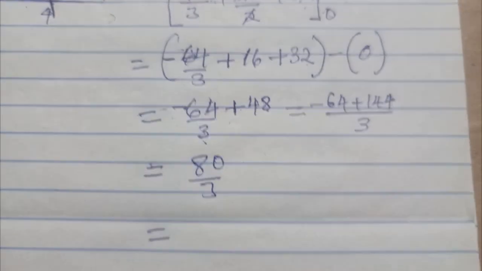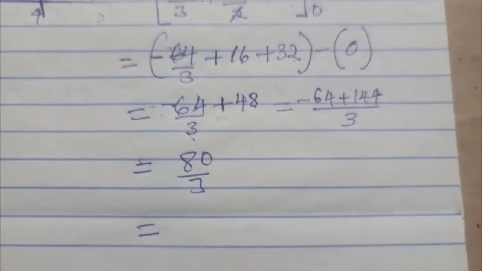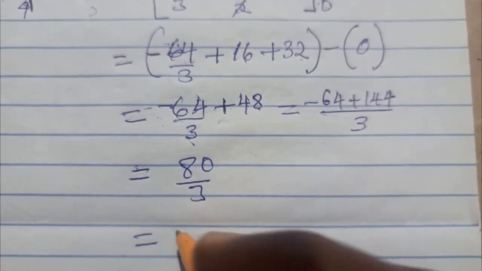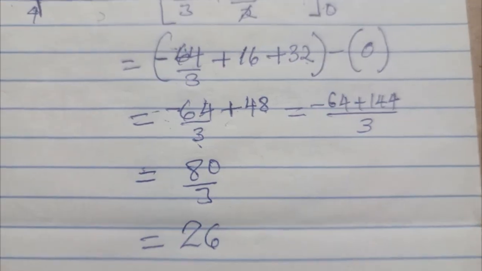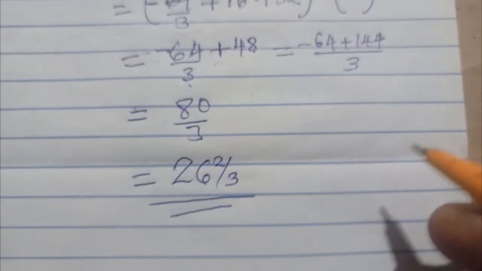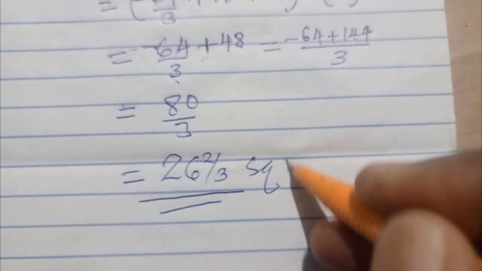That would give you 26, which is 78, and 2 over 3. So this is the exact area, in square units, that is required.